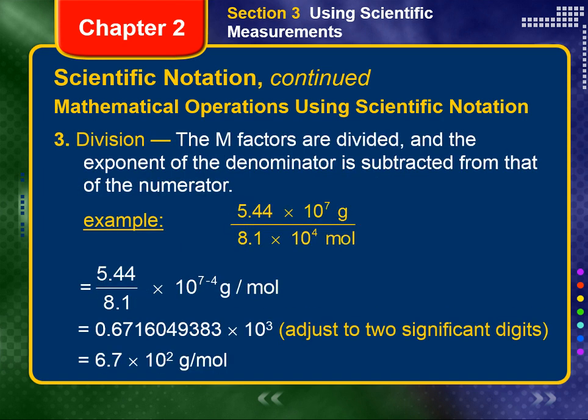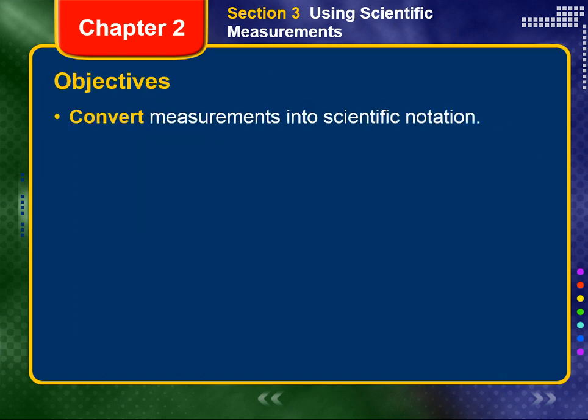Division. The m factors are divided, and the exponent of the denominator is subtracted from that of the numerator. Note that the unit for the answer is the ratio, in this case, of grams to moles. At this point, you should be able to convert measurements into scientific notation.